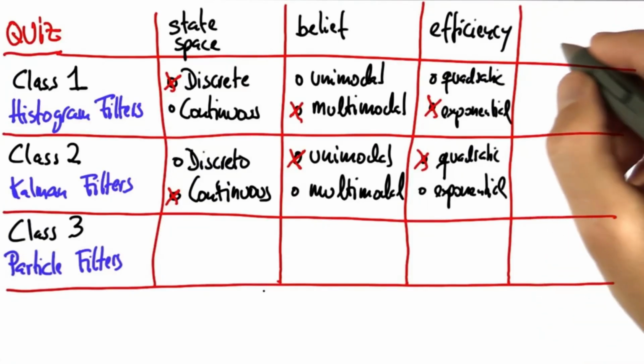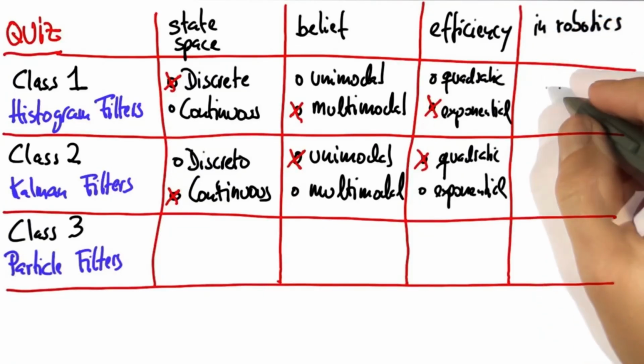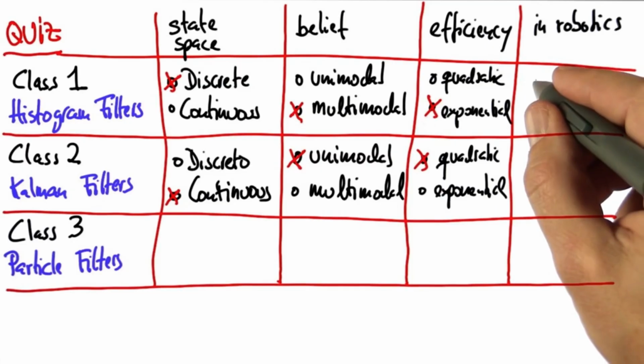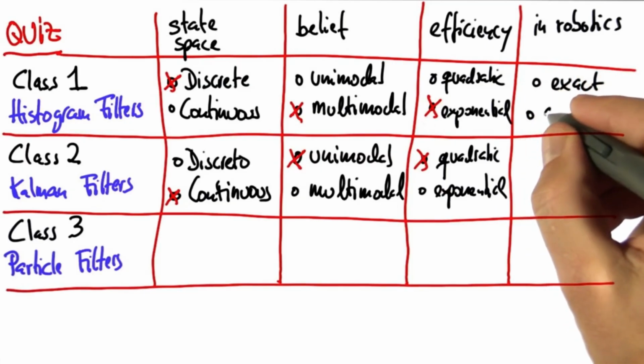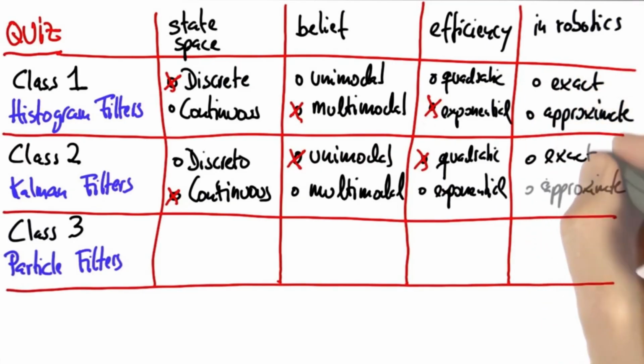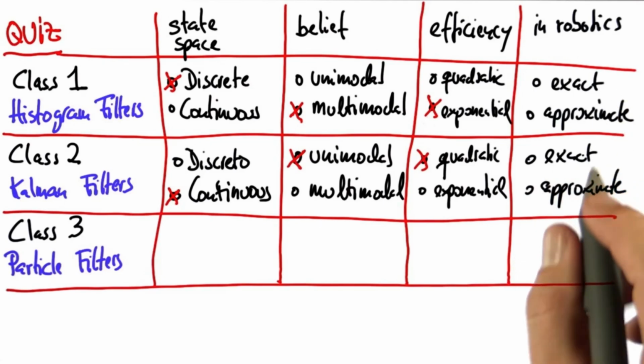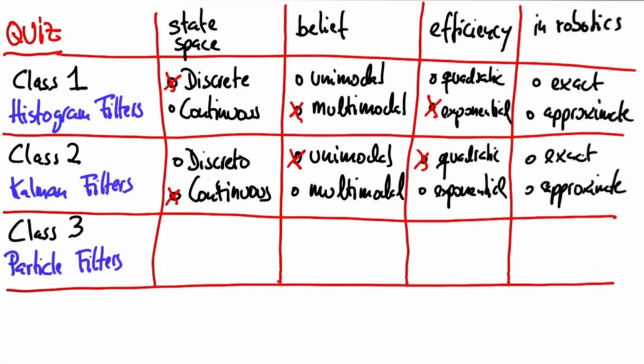Let me ask a last question. When applied to robotics, do we believe the histogram filter is exact or approximate? Same here. I know we never talked about this. Please just check the boxes you find most likely and then move on to see my explanation.